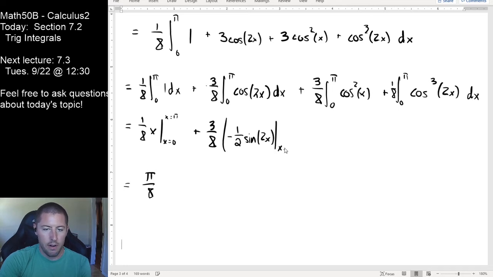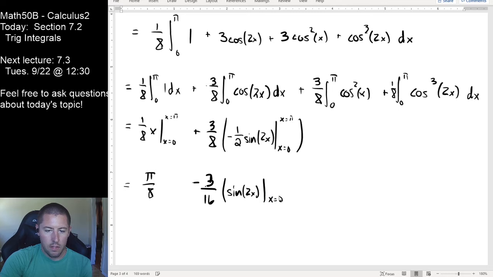This is getting evaluated from x equals 0 to x equals pi. And again, if you don't like the quick thing I just did right there, just do a little u sub. Make u equal to 2x, and you'll get an easy u sub that'll get you this exact same result right here. So it looks like here we're getting minus 3/16 of sine 2x evaluated from x equals 0 to x equals pi.